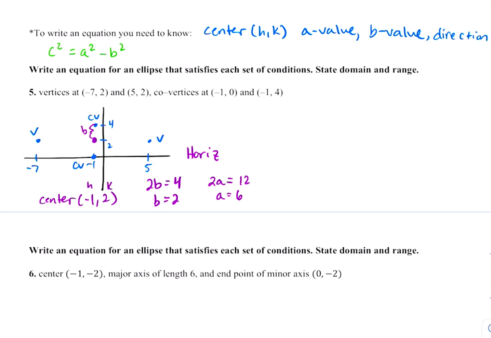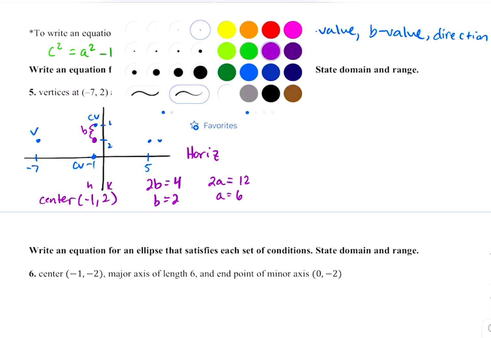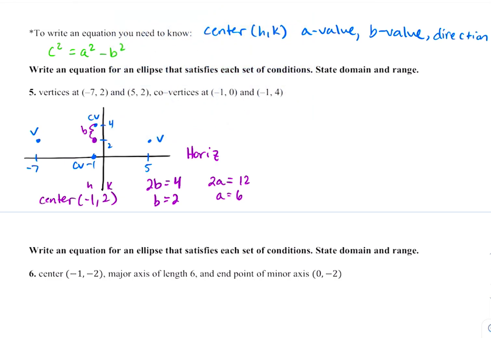So I have my h and k, my a and b, and my direction. Now I can write my equation. With my center, I'm going to have x plus 1 quantity squared over a number plus y minus 2 quantity squared over a number equal to 1. Since it is horizontal, my a squared has to go underneath my x term, so 6 squared is 36. And then b goes underneath the y term, so 2 squared is 4.